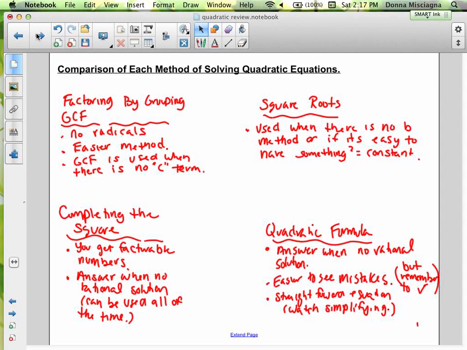Completing the square, you get factorable numbers, it's the answer when there's no rational solution, and it can be used all of the time. Also, the quadratic formula, the answer when there's no rational solution. Easy to see mistakes, but remember to check. Right? You only see the mistakes if you check. You've got 2 negatives, that's plus. Right? Got an odd number of negatives, it's minus. And it does come straight from the equation, but really watch that simplifying. That's where I'm seeing the errors.